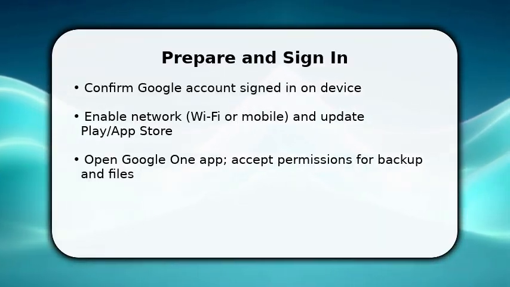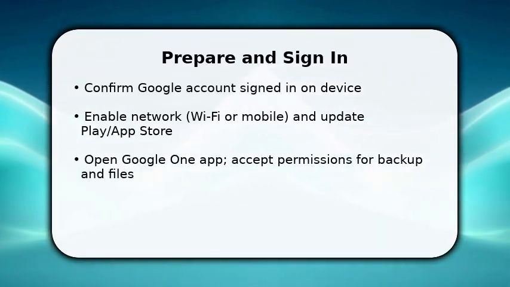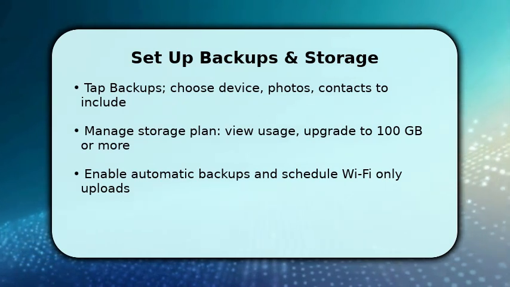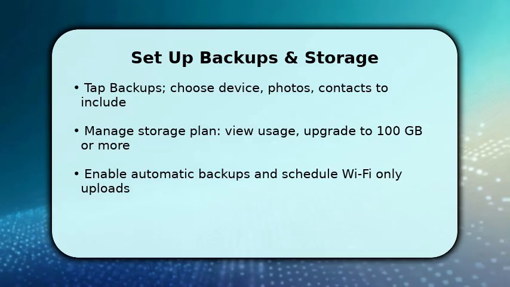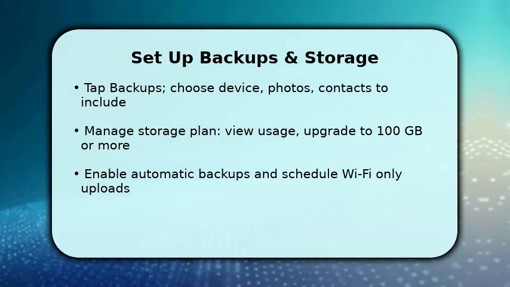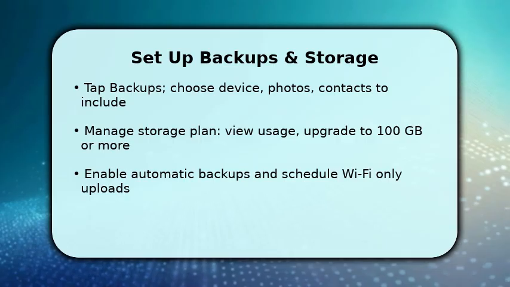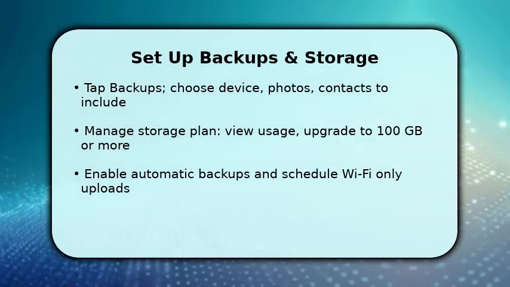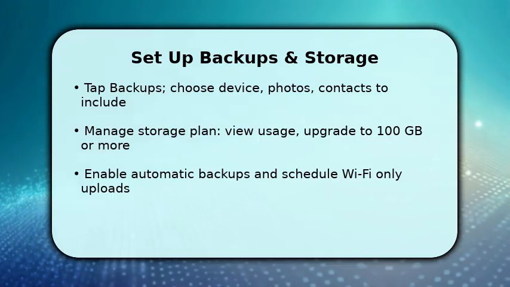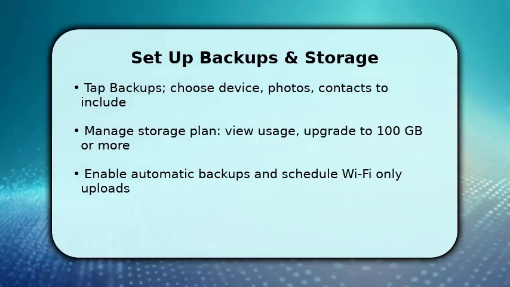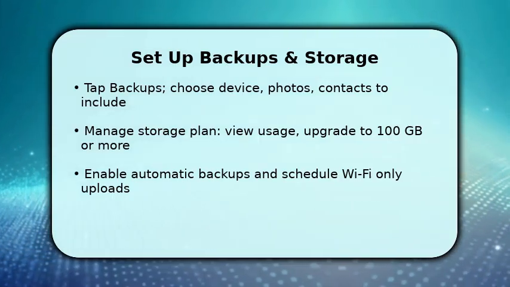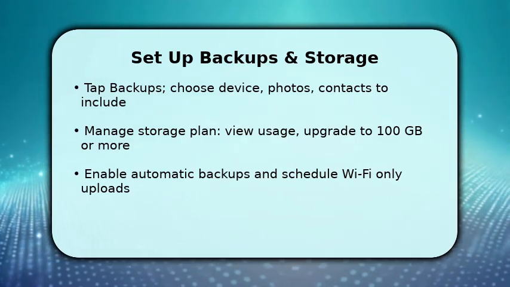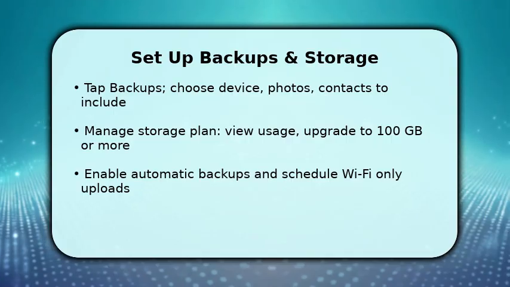Next, you'll configure what to preserve and how storage is used. Tap Backups to select device data, photos, and contacts. Choose the folders and file types you want included. Then check storage to view usage breakdown and, if needed, upgrade to a 100 GB or higher plan to avoid running out. Once configured, enable automatic backups and set Wi-Fi only for large uploads to save mobile data. This ensures continuous backups.